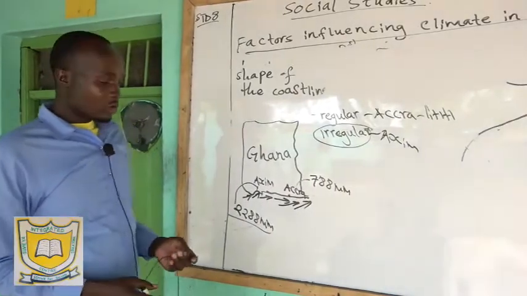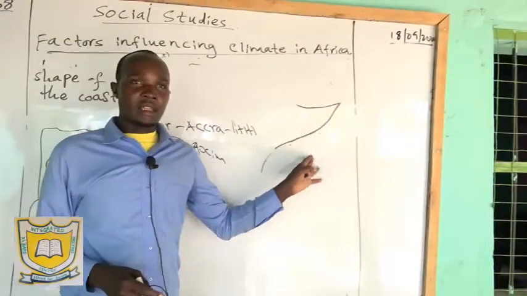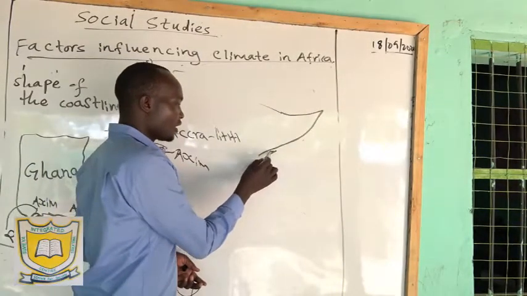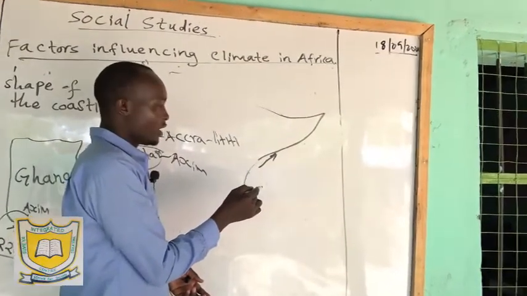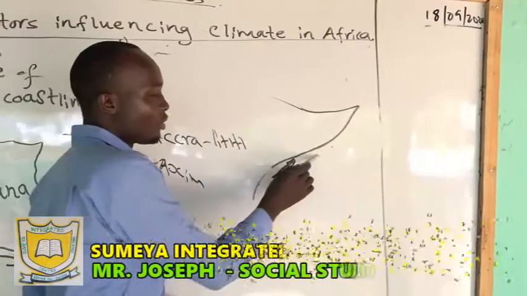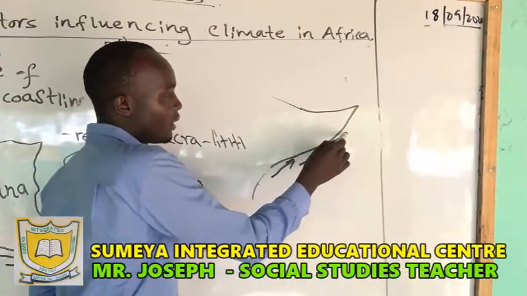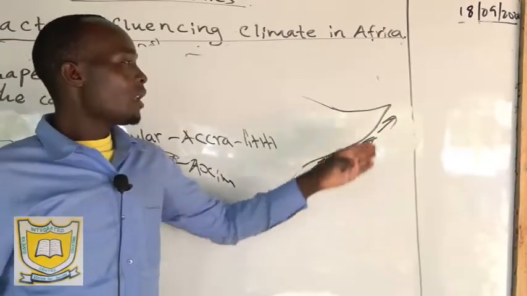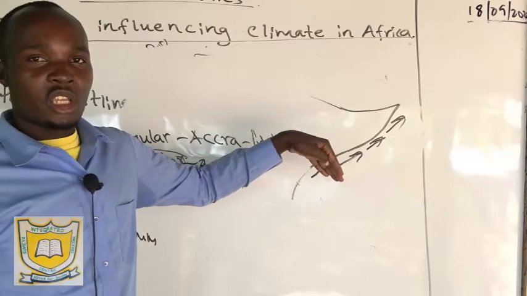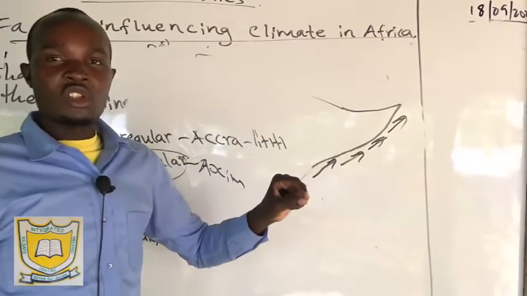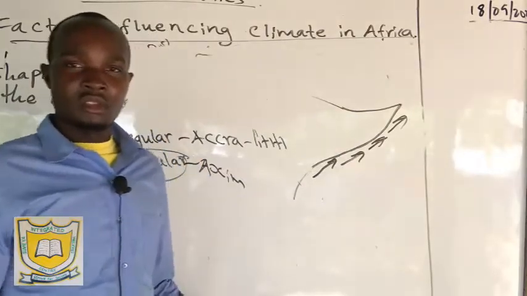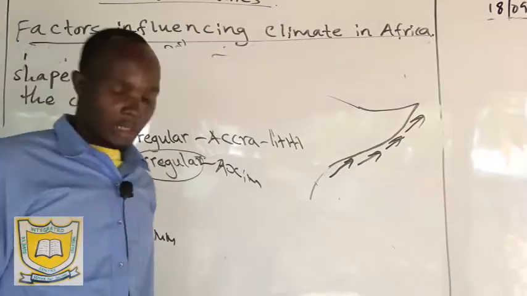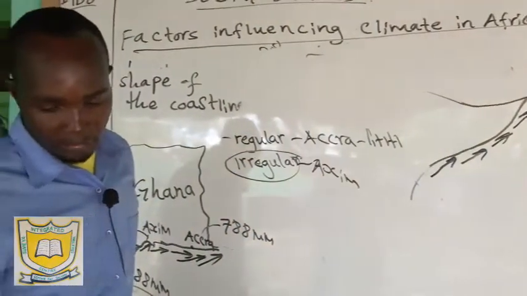A very good example is also Somalia. When you look at the coast of Somalia here, this is the Horn of Africa, this is Africa. The shape of the Somalia coastline is somehow parallel or straight or regular in shape. So when the wind blows, most of the time it blows parallel, like that. So Somalia receives little rainfall despite the fact that it borders a water body, the ocean, but it has very low rainfall and warm conditions. Why? Because of the shape of the coastline. The wind blows parallel to the coastline. So that is also very important that you should understand.